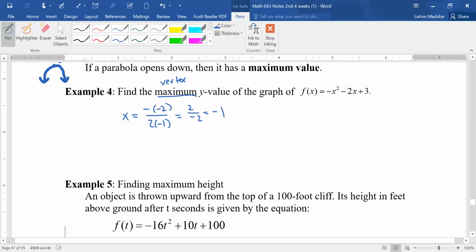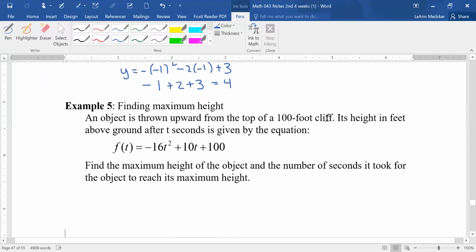That is not what they asked us for though. That's just the x value of the vertex. They want the y value if you want to find the actual height, which is what we mean by maximum or minimum. So the y value here would be negative negative 1 squared minus 2 times negative 1 plus 3, using my equation right here. So this is negative 1, because negative 1 squared is 1, plus 2 plus 3. So this is 4. So the maximum y value of this specific graph, the highest it will ever get on the y value axis, is 4.